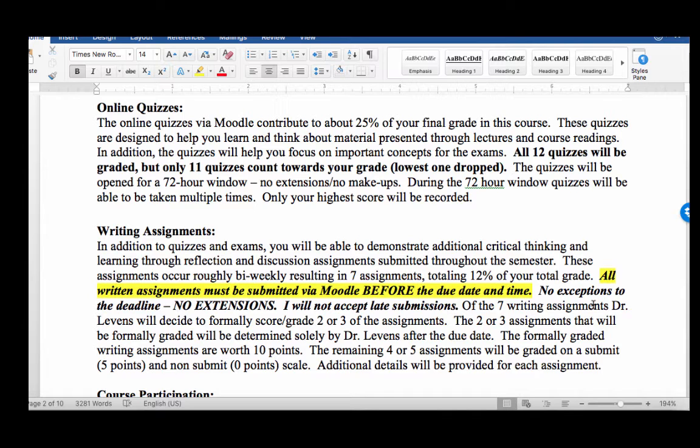So if you submit it and you have the word count that is required, then you will receive your 5 points. If you submit it and you do not have the word count that is required, then you will receive 0 points. And of course, if you don't submit anything, you will receive 0 points. There are additional details for the writing assignments for each prompt, so you'll be able to see those on Moodle.